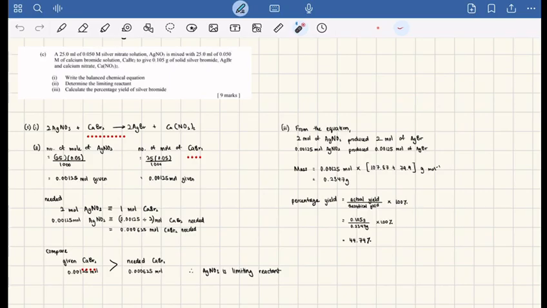Okay, continuing. Thus 0.00125 mole AgNO3 produces 0.00125 mole of AgBr. And then we'll have to calculate the mass. So we just take the mole and multiply it by the molar mass, and we'll get our mass of AgBr, which is 0.2347 grams. And we'll just put it inside the formula, and then we'll get 44.74%.